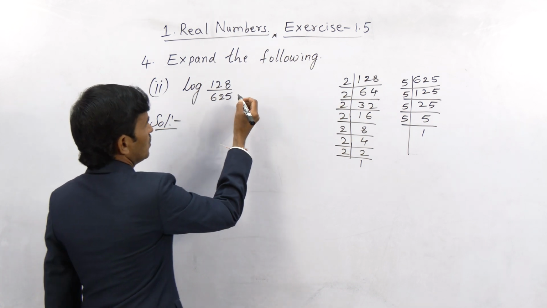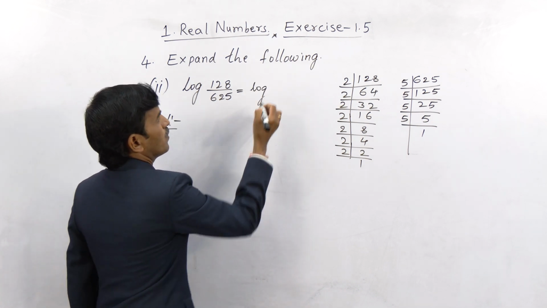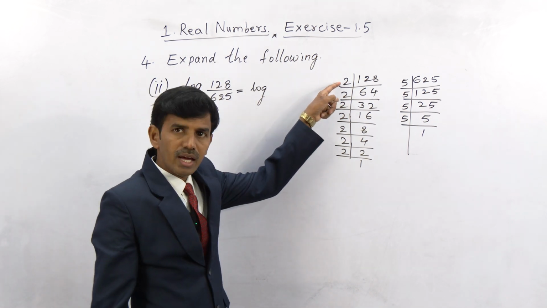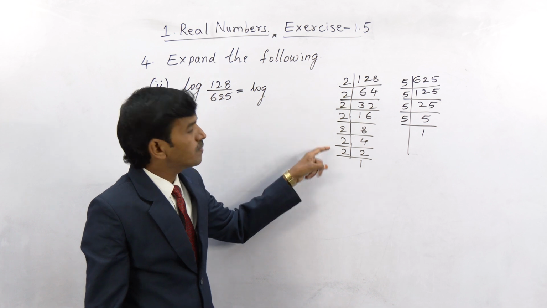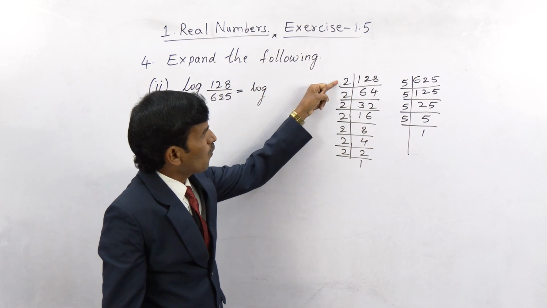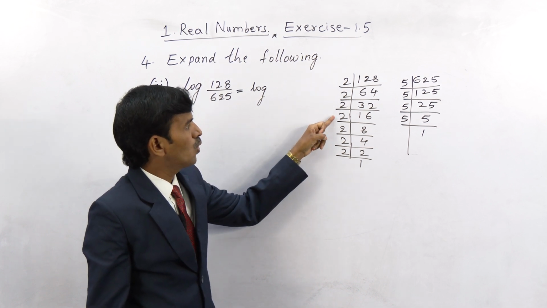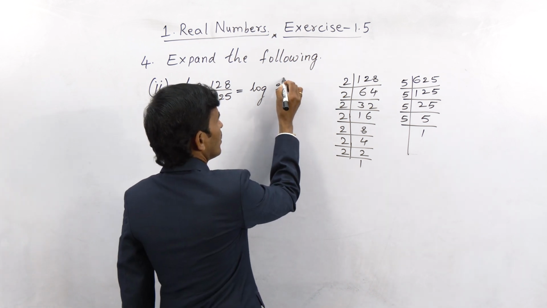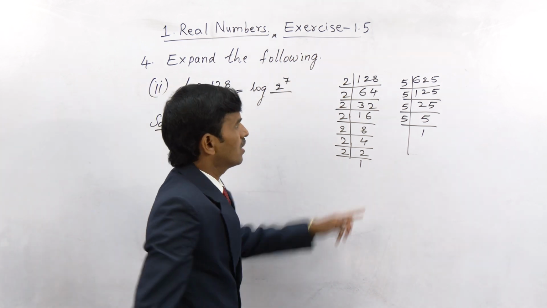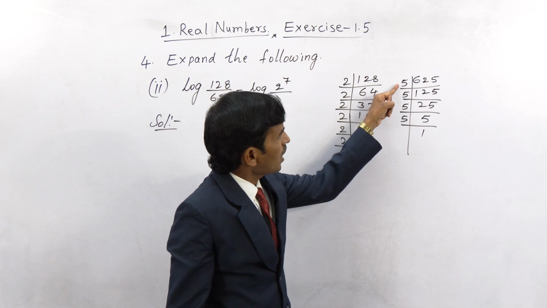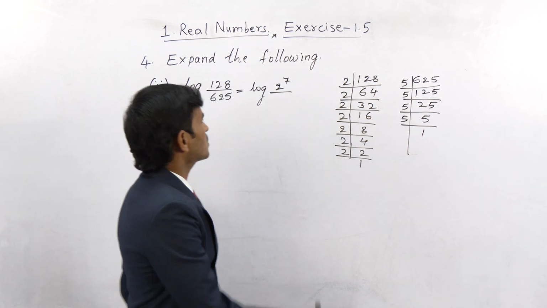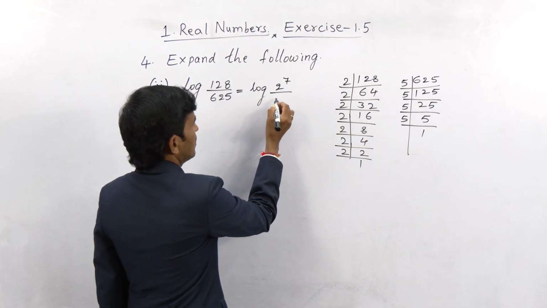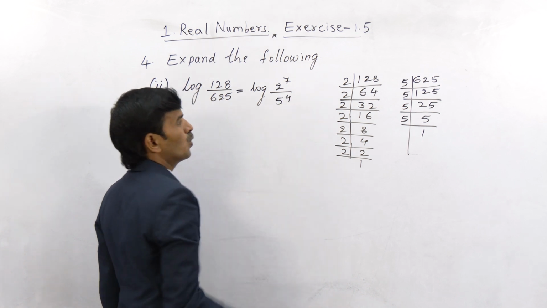So which is equal to logarithm of 2 power... How many times is this 2 repeated? Check in the prime factors: 1, 2, 3, 4, 5, 6, 7. So 2 power 7, by logarithm of this, 1, 2, 3, 4, 625 can be written as 5 power 4.